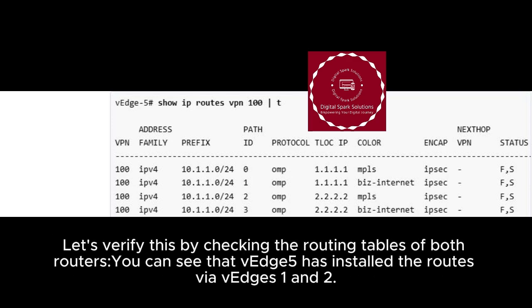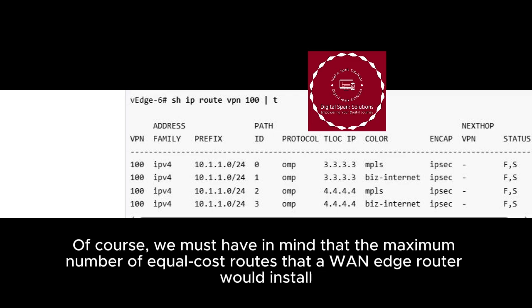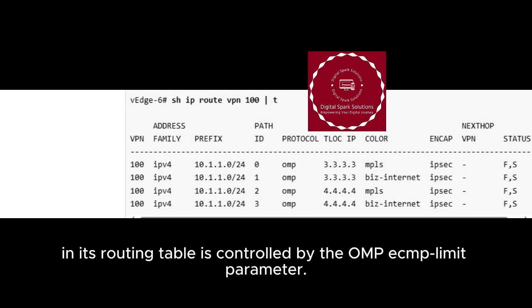Let's verify this by checking the routing tables of both routers. You can see that vEdge 5 has installed the routes via vEdges 1 and 2, and that vEdge 6 has installed the routes via vEdges 3 and 4. Of course, we must keep in mind that the maximum number of equal cost routes that a WAN edge router would install in its routing table is controlled by the OMP ECMP limit parameter.